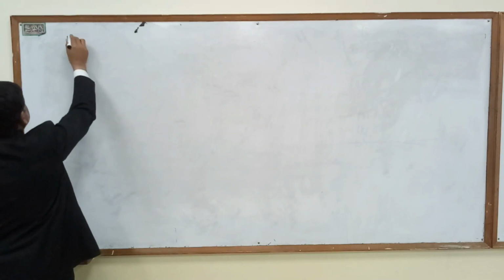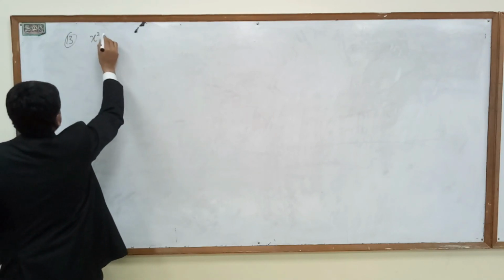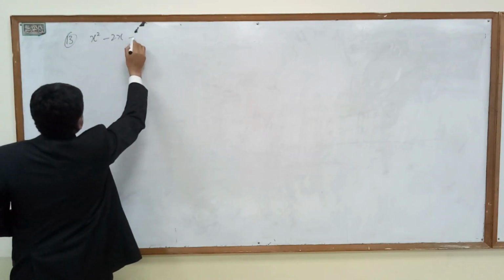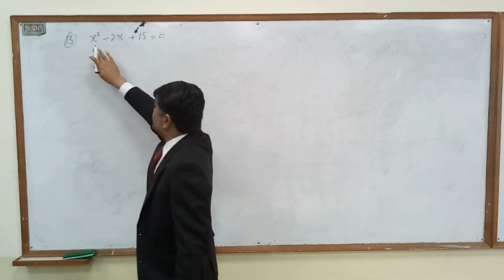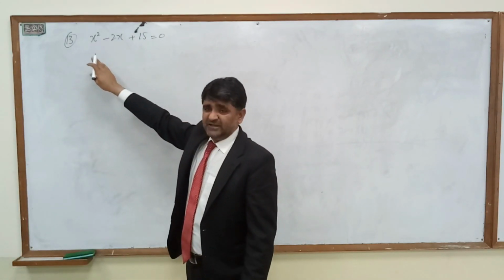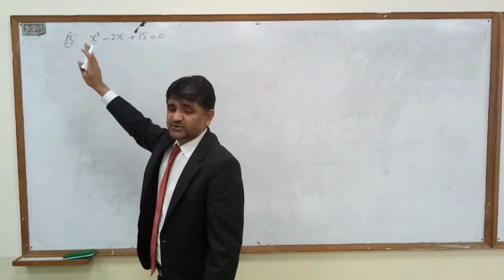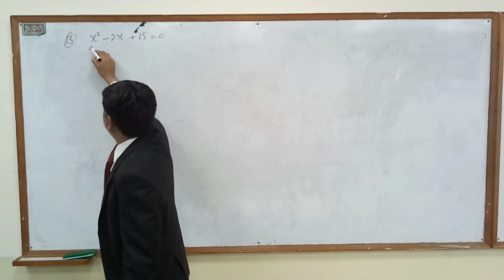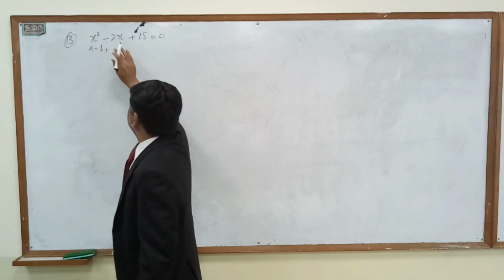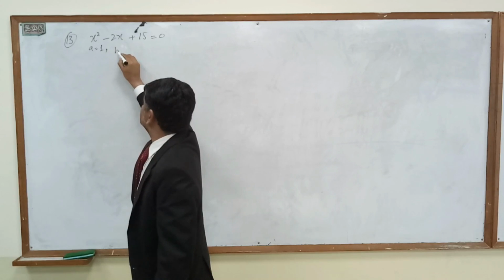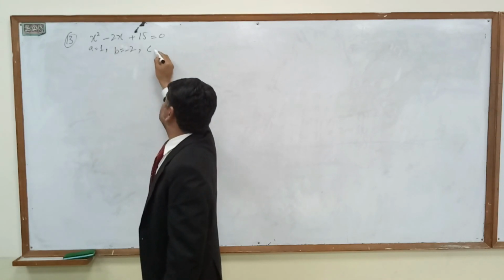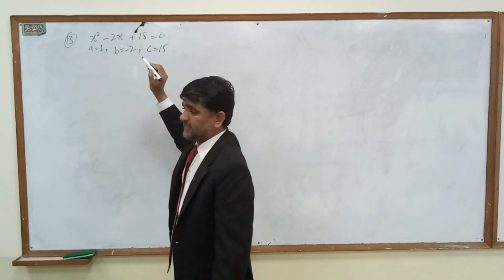Question number 13 is x square minus 2x plus 15 is equal to 0. The coefficient of the variable having power 2 is denoted by a. So the value of a is 1. The coefficient of the variable having power 1 is denoted by b. The value of b is minus 2. c is equal to 15.